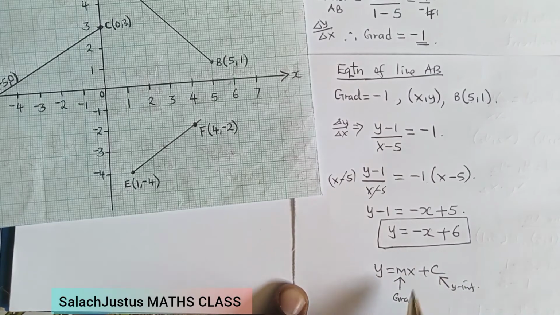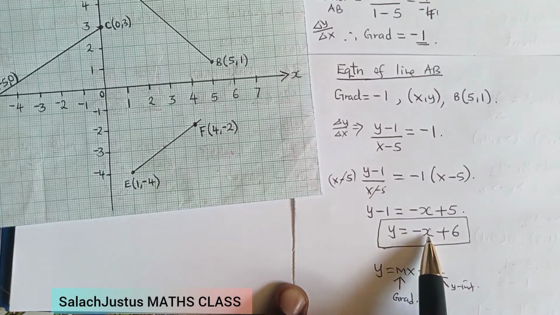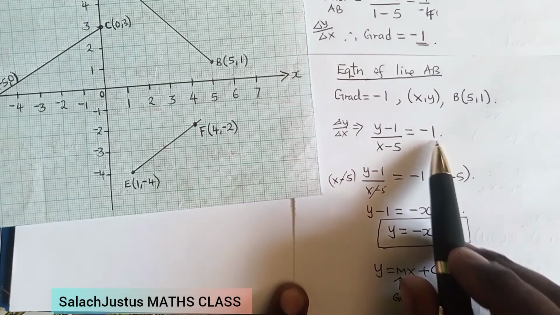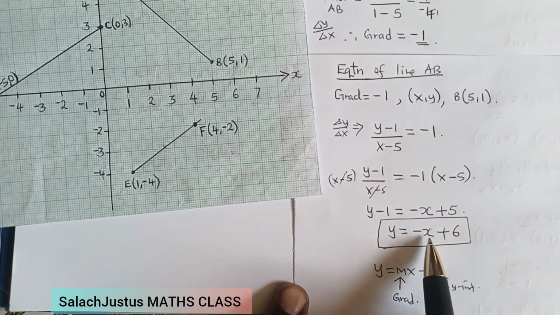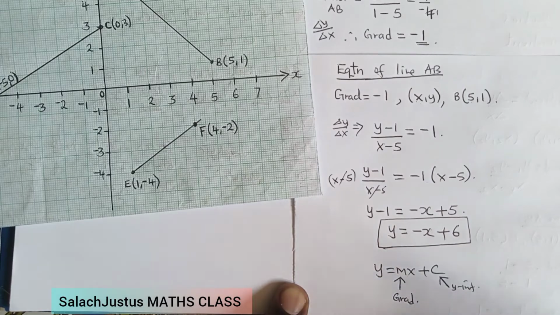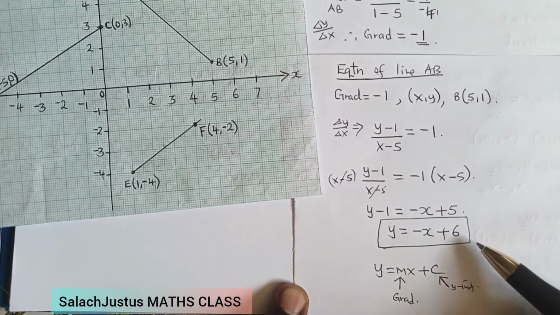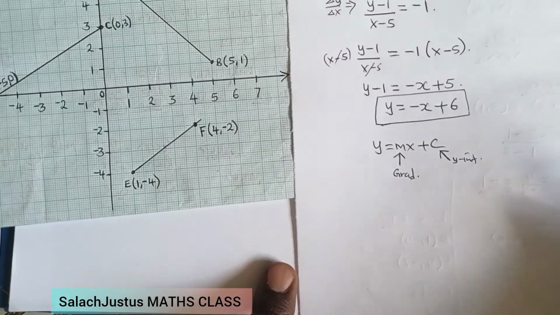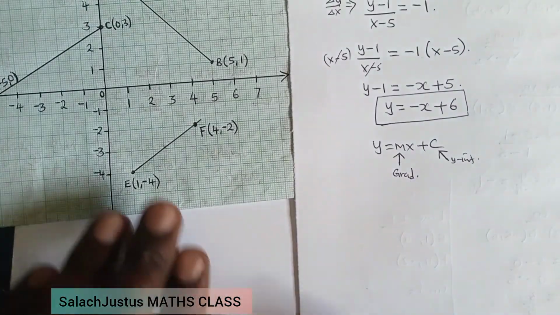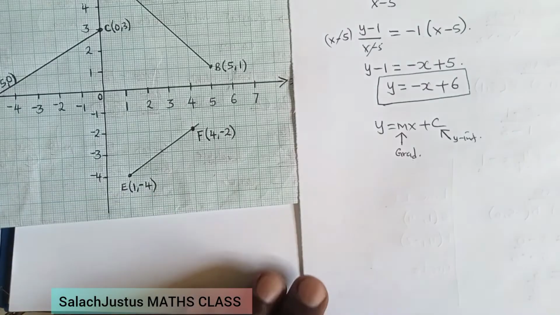So our gradient is evident on the line, that is the coefficient of x is -1. So remember, the gradient of our line was already -1. So the equation of the line is y is equal to -x plus 6. There are many other forms we can write this equation, but let's take y is equal to mx plus c in this exercise.